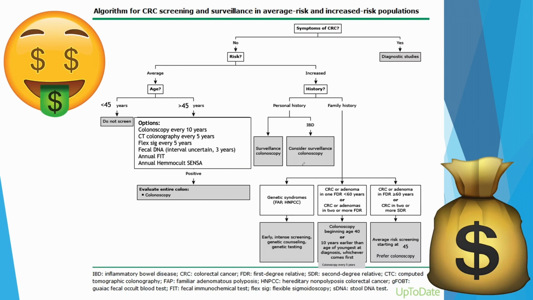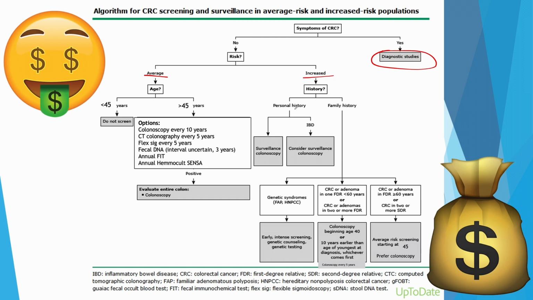Here's a money slide. It is an older slide from UpToDate. I don't believe it's actually on UpToDate anymore because there have been so many changes since it was on there, but I have modified it to fit our needs because I like algorithms. So does the patient have symptoms? If yes, we have to do diagnostic studies that we talked about earlier. If they don't have any symptoms, then we have to consider their risk. Are they increased or average?